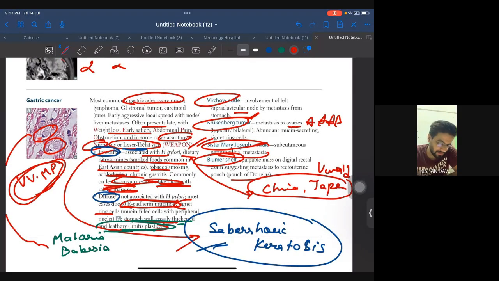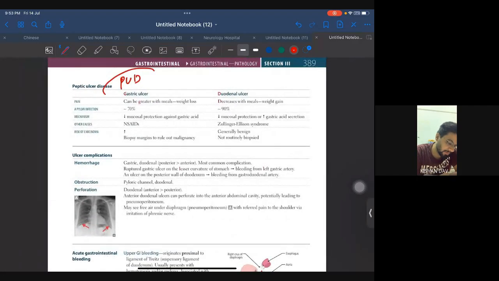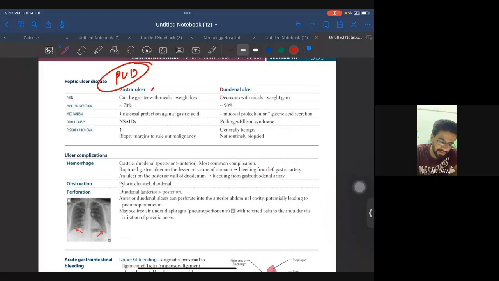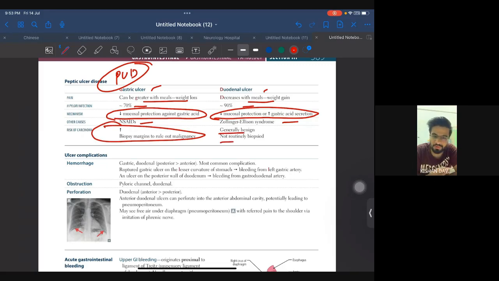All right, that's it. Let's move on to peptic ulcer disease now, PUD. So peptic ulcer disease can be gastric ulcer or duodenal ulcer. Pain can be greater with meals or decrease with meals. H. pylori is 70% for gastric, but 90% for duodenal. It is due to decrease in mucosal protection against gastric acid, or increased gastric acid. Other causes, NSAIDs and others. Gastric ulcers need biopsy of the margin to rule out malignancy. Duodenal ulcers are generally benign, no routine biopsy.